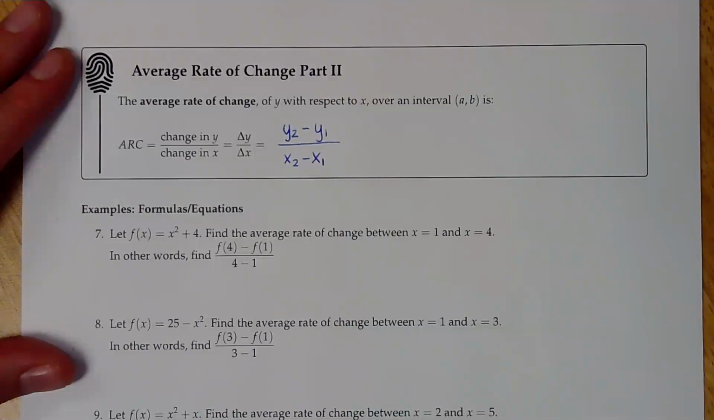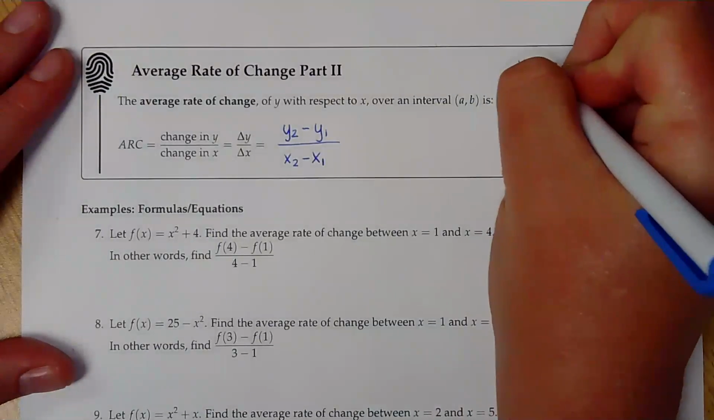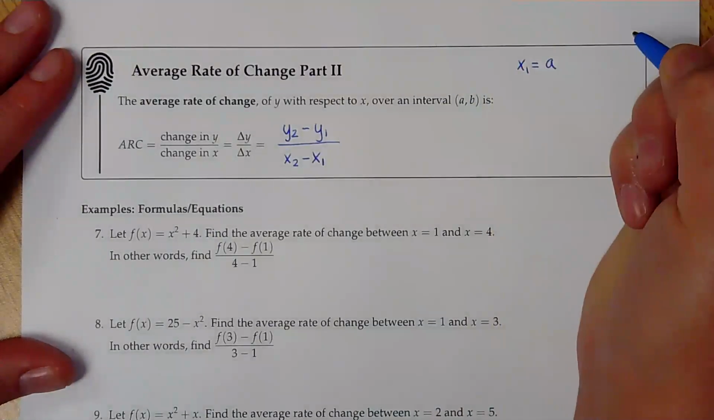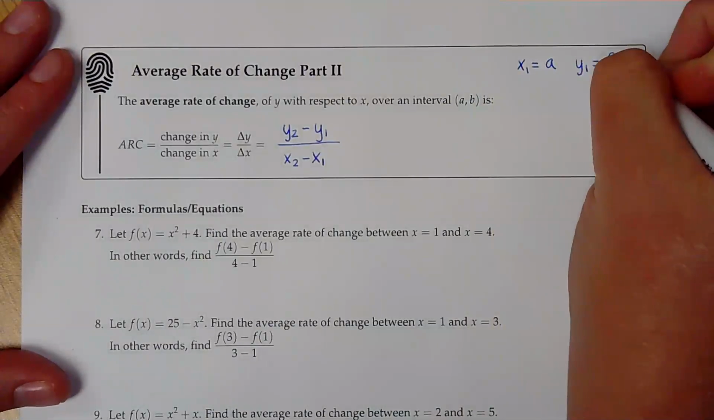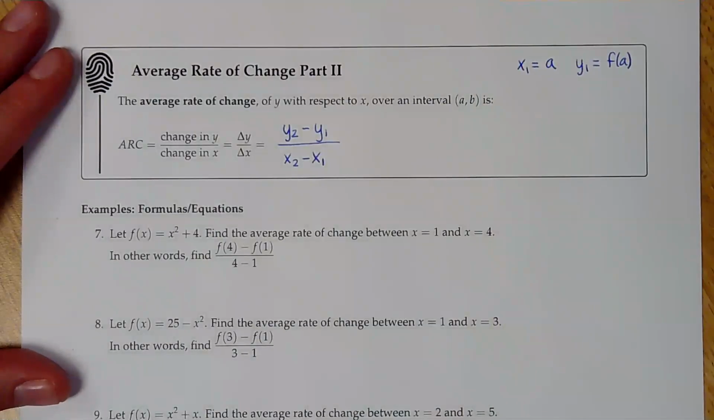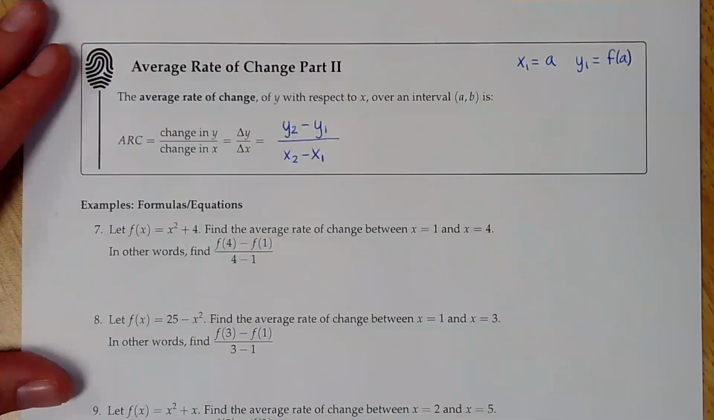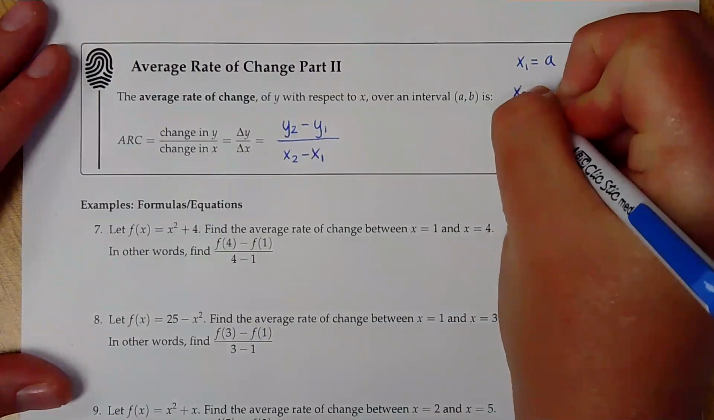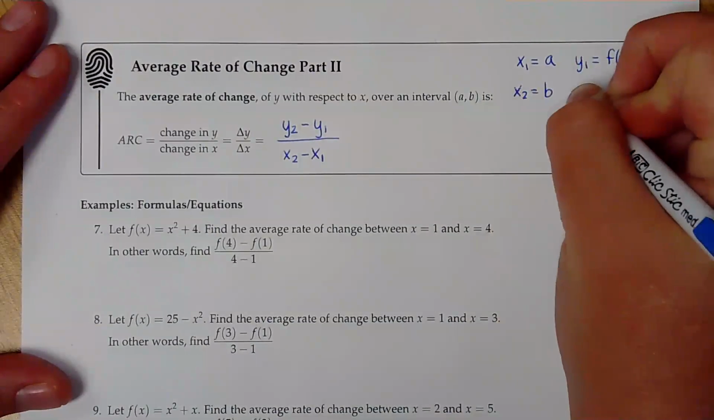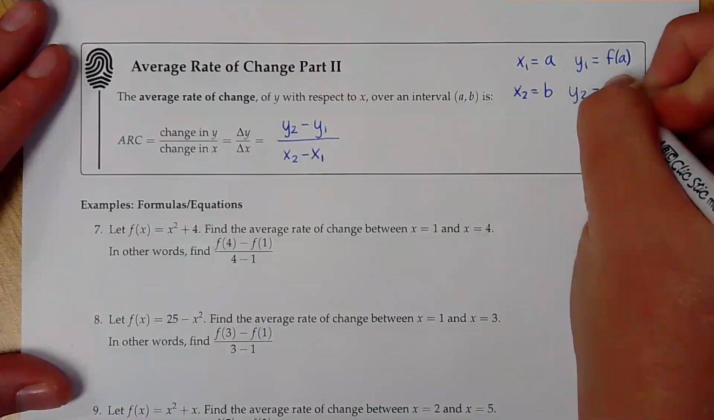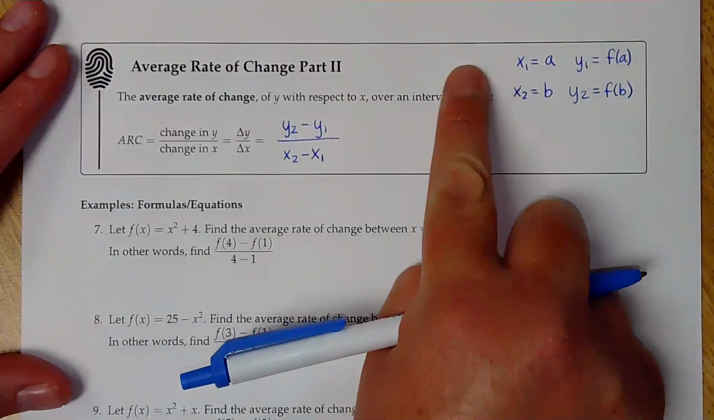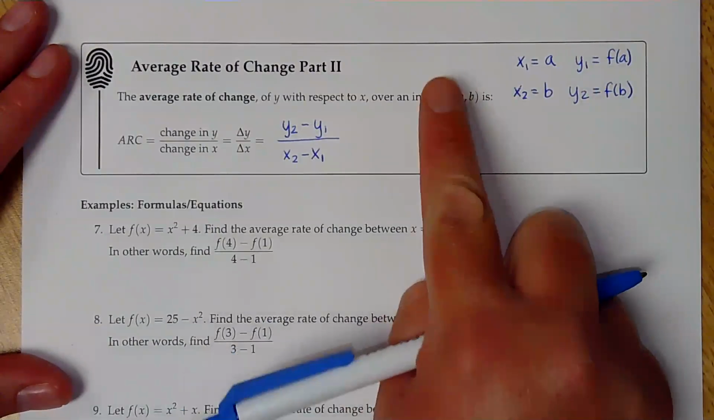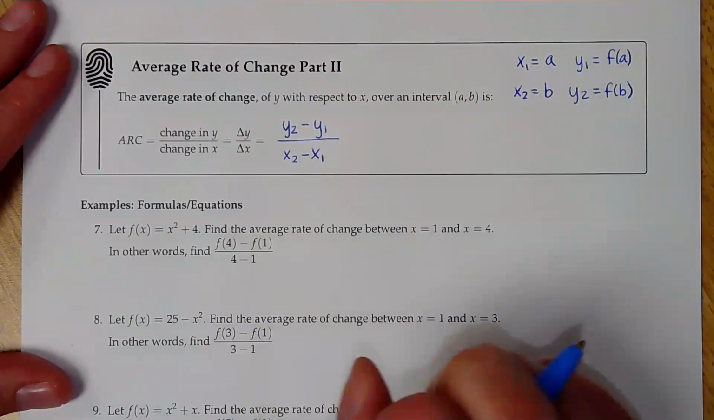And if we let x1 be equal to some value a, then our y1 is going to be f of a. So we can take whatever that a value is and plug it into our function, and we'll get our y value. And same thing, we can do x2 is equal to b. So our y2 will be f of b. Okay, and we're pulling this in to use this notation with this interval here. So that's our a and b, our left and right endpoints.